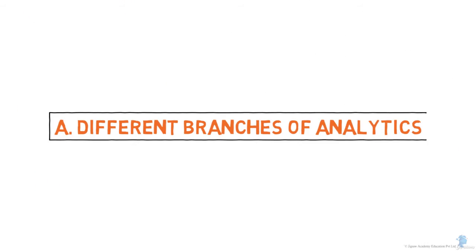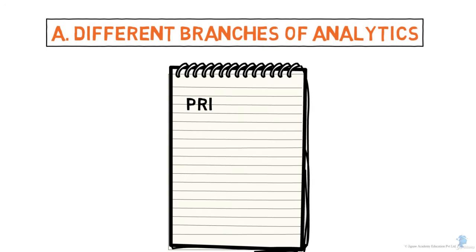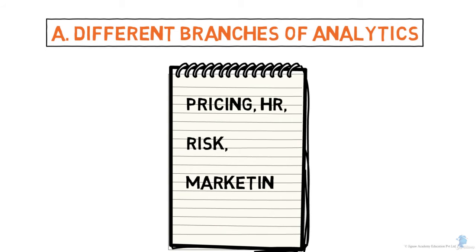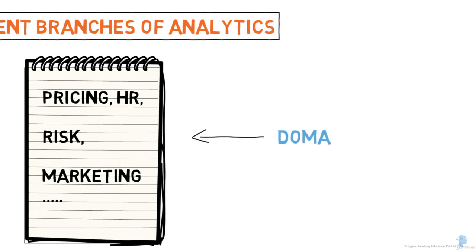Different branches of analytics. Analytics can be divided into branches depending on how you decide to classify it. You could either categorize it depending on where the analytics is being used. For example, it could be used in pricing, in HR, to assess risk, or in marketing, and the list is endless. But if you're thinking that this could indeed be a never-ending list, and hence not really a great way to classify analytics, you're absolutely right. This is called domain analytics.